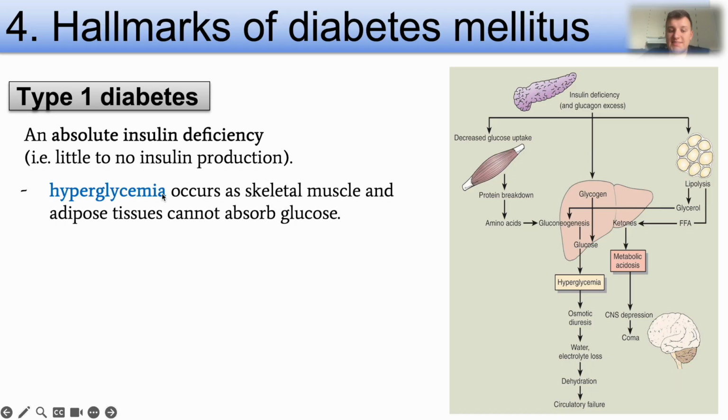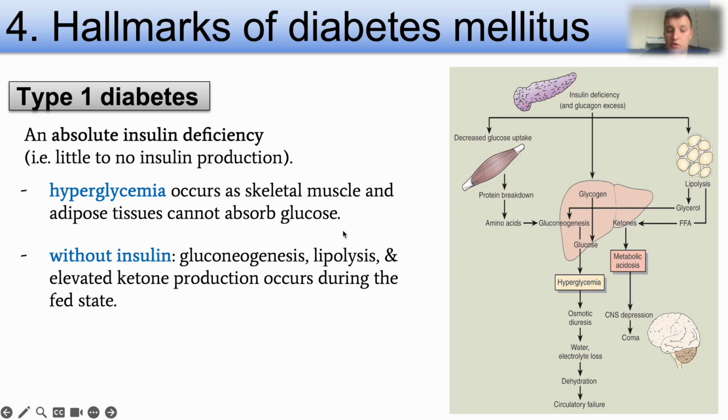So hyperglycemia occurs as skeletal muscles and adipose tissue cannot absorb glucose, right? The insulin-dependent receptors that need insulin to take it up are not taking it up anymore. Without insulin, gluconeogenesis, lipolysis, and elevated ketone production occur during the fed state. So when you eat glucose, your skeletal muscle can't take it up, right? And adipose tissue can't take it up.